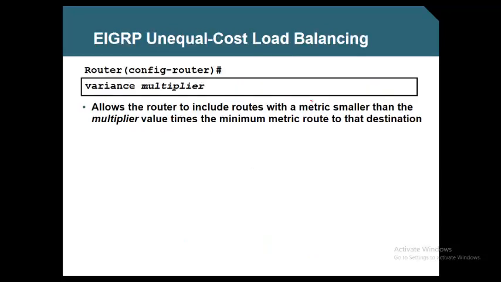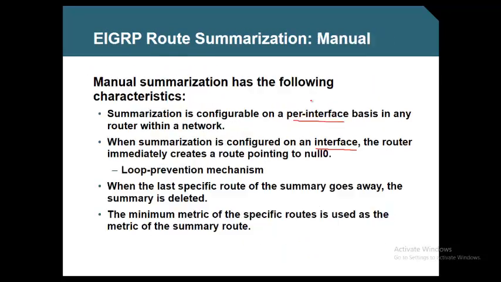Let's read these lines that we see here. Manual summarization is configured on a per interface basis. Now when you summarize a network, that summarized route should be there in the routing table. Otherwise, it cannot be advertised. Only those routes that are in the routing table can be advertised.